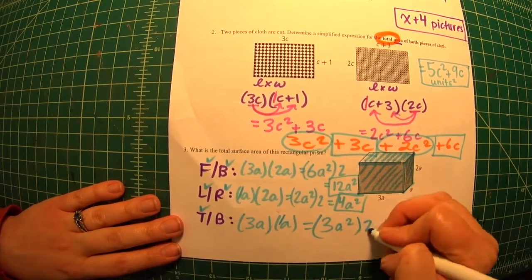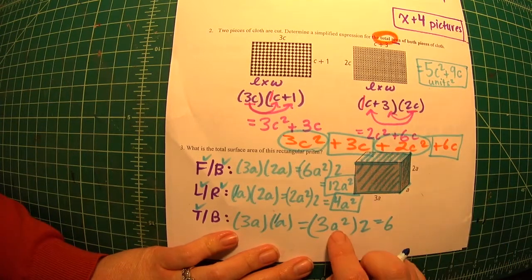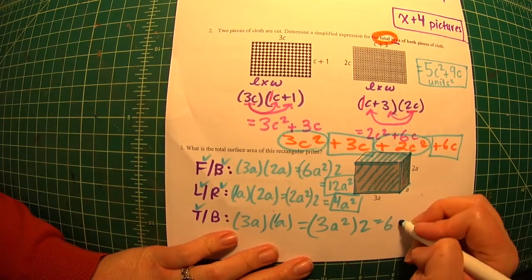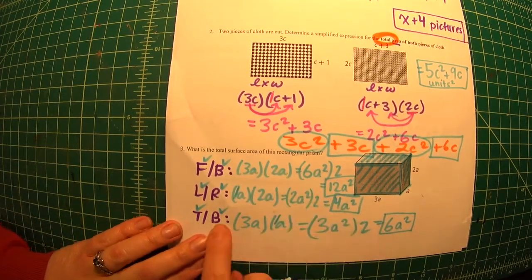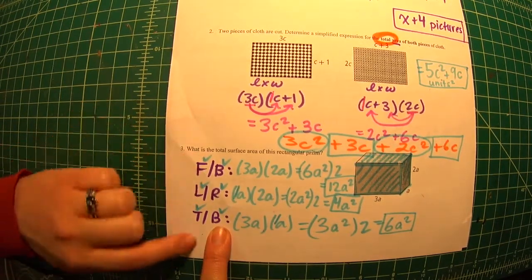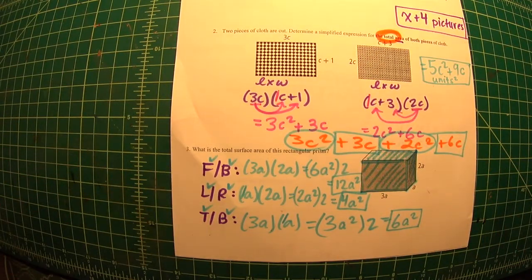So again, let's times that by 2. 3 times 2 is 6. A squared times no variable just stays as a squared. So I've accounted for my bottom as well. I've got every view covered, every area taken care of. So I've got all my surface area.